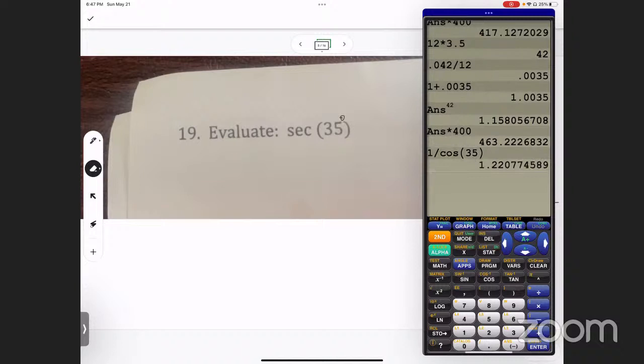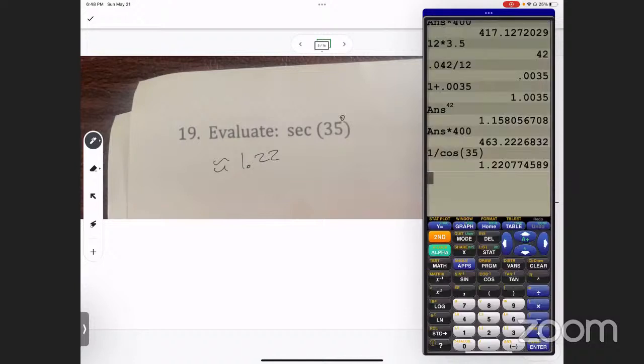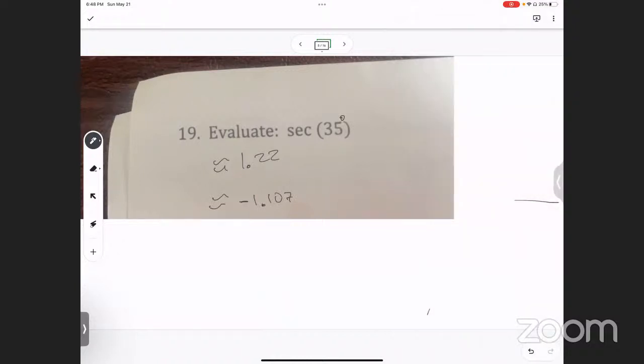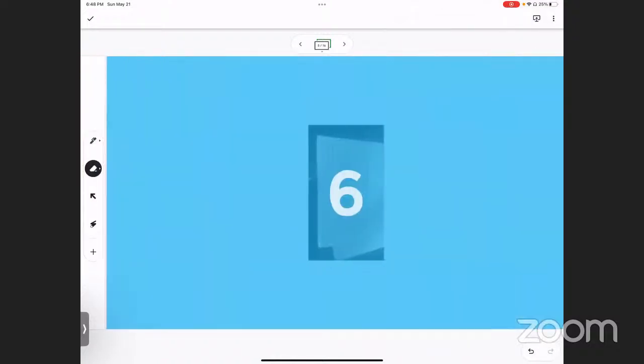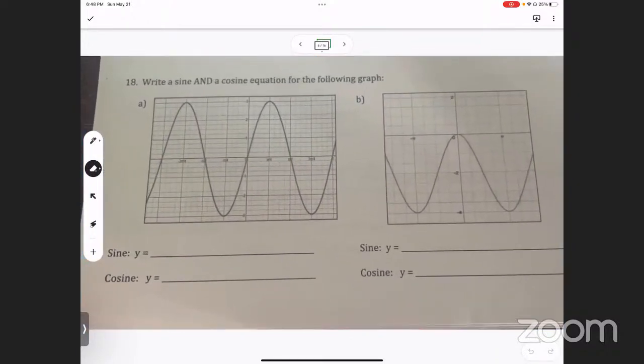If it's in degrees, the secant would be 1.22 roughly. But let's see what happens if I put it in radians. I hit second, enter. Then if it's in radians, it's approximately -1.107. So it could be that. I would guess that it's probably that one. The second answer is probably what they want. But just ask your teacher. If they don't have degrees, you probably assume that it's in radians.